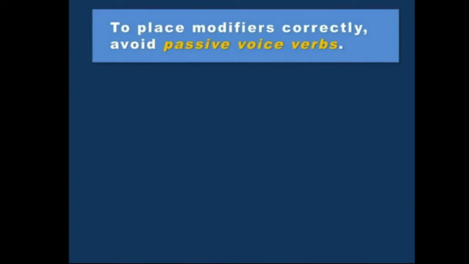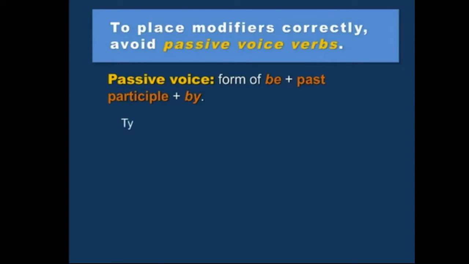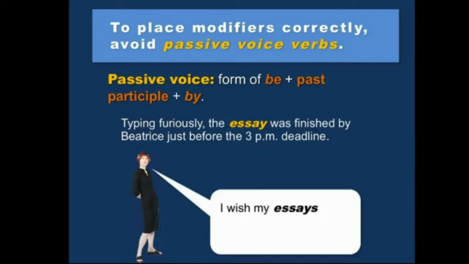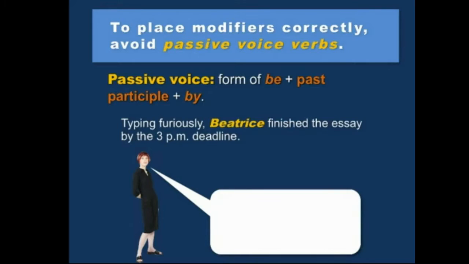Now, to place your modifiers correctly, you want to avoid passive voice. So passive voice is going to use the form of the verb to be with the past participle. Here's an example. Typing furiously, the essay was finished by Beatrice just before the 3 p.m. deadline. Wow, I wish my essays did type themselves. I have a feeling it's Beatrice who's doing the typing. Let's fix this sentence. Typing furiously, Beatrice finished the essay by the 3 p.m. deadline. That's more logical.